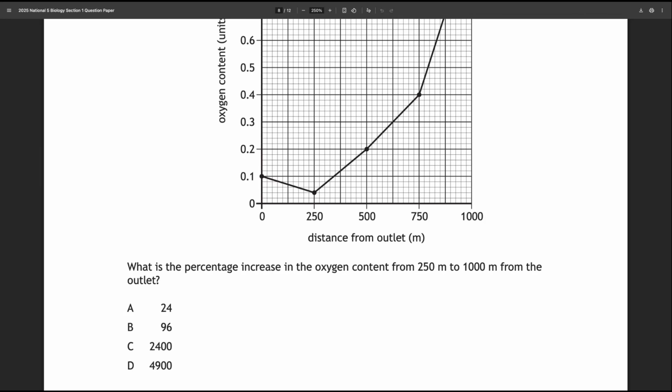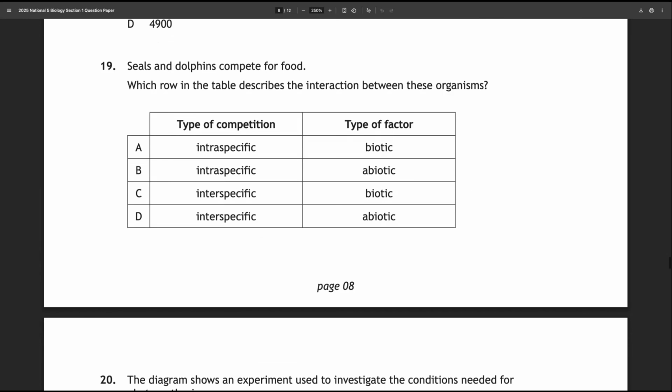Remember, if there's only a 90% increase, that means that it's less than doubled. And obviously 0.04 is more than doubled in this occasion. So that's what gives you a clue, is it will be one of the big numbers. And by doing the calculation, you'll find out which one there. So that's going to be 18C for this one. Number 19, seals and dolphins compete for food. Which row in the table describes the interaction between these organisms?